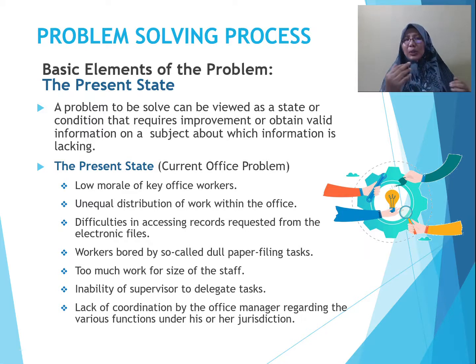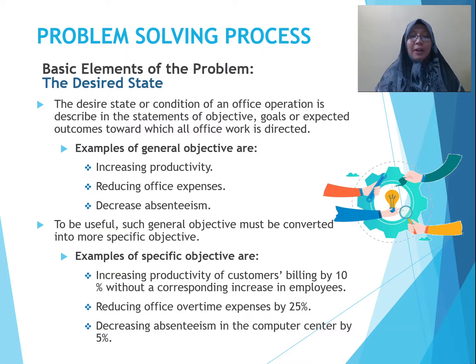Okay, you need to know all these examples of the current office problem, and we are going to compare them with the desired state. The desired state or condition of an office operation is described in the statements of objectives, goals, or expected outcomes toward which all office work is directed. Examples of general objectives: number 1, you are going to increase productivity. Number 2, you are going to reduce the office expenses. And lastly, you are going to decrease absenteeism.